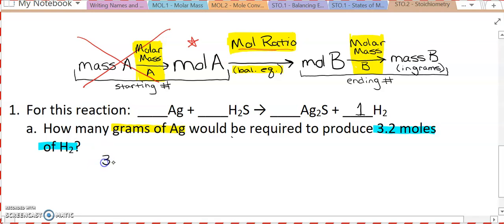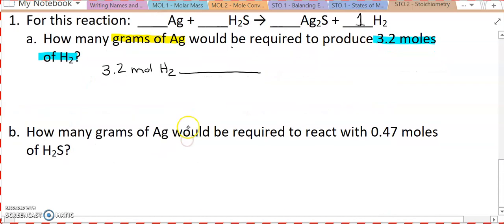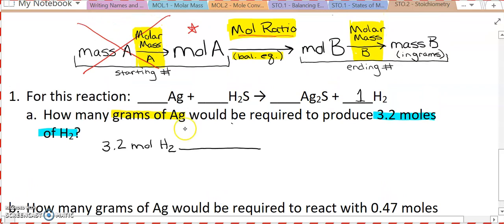So in this problem, I'm going to start with 3.2 moles of hydrogen. And because I'm already at moles of hydrogen, I don't care about the molar mass of hydrogen. I can go straight to my balanced equation and use the mole ratio for hydrogen. The unit on top always goes on the bottom because I want to get rid of that hydrogen. So I'm going to put moles of H2 on the bottom. And this is a mole ratio, so it's moles to moles. And this problem wants me to go to silver, so this is going to get me to moles of silver.